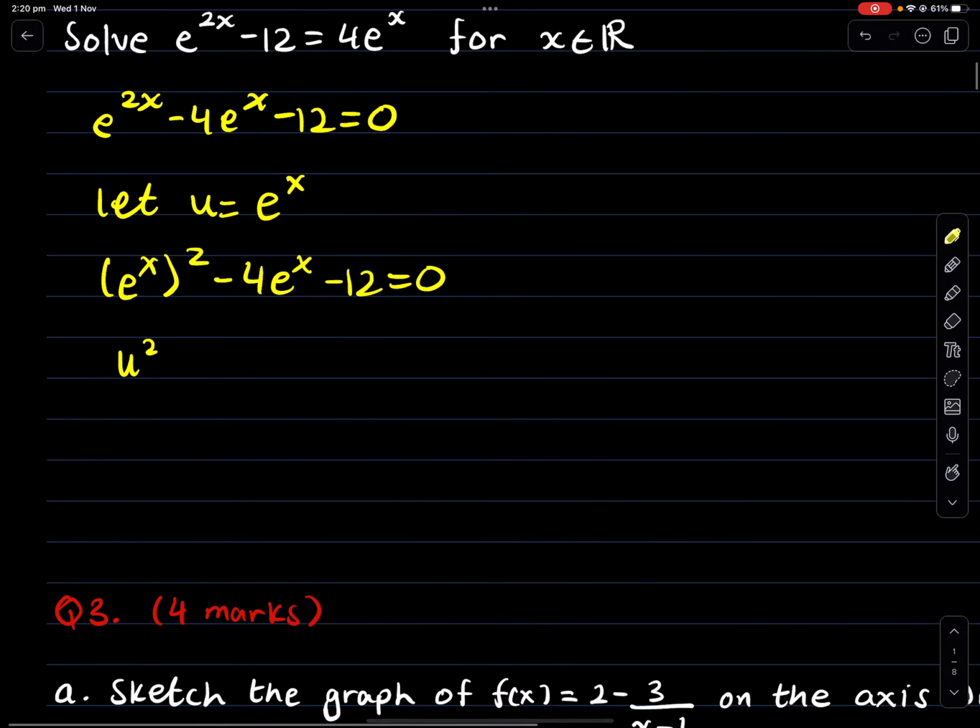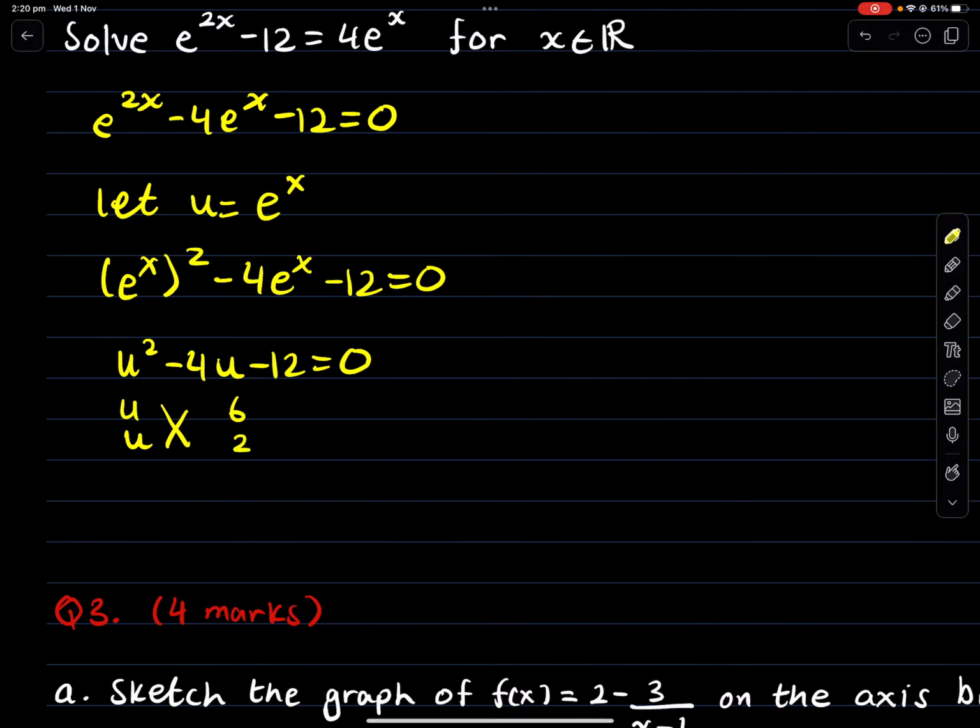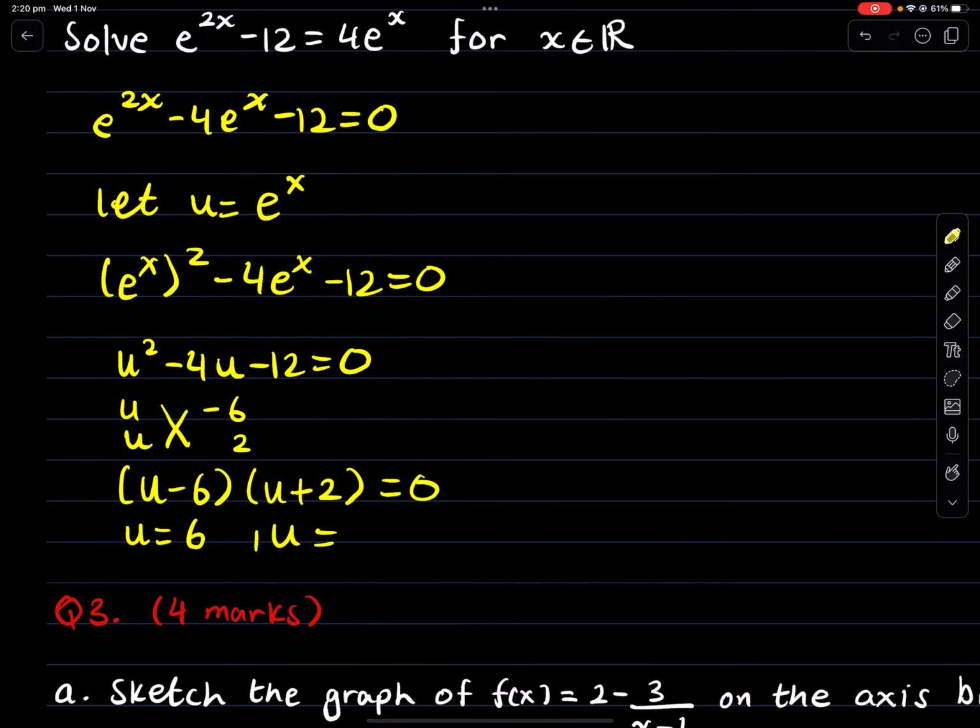So this will be u squared minus 4u minus 12 equals 0, which factorises using 2 and 6, so 2 minus 6, which is negative 4. Perfect. So (u minus 6)(u plus 2) equals 0, so u is equal to 6, and u is equal to negative 2.